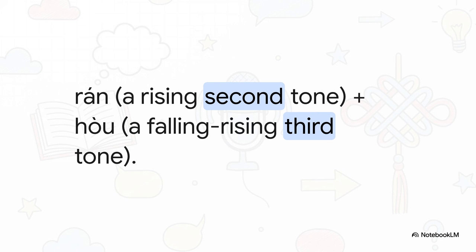Now let's really zoom in on the pronunciation, because this is where a lot of students stumble. The first character, ran, has a rising second tone. It starts low and it goes up, almost like you're asking a question. Ran, you should feel that lift in your voice. Now the second character, hou, that's a falling, rising third tone. This one can be tricky. You start mid-range, you dip down, and then you rise back up. Hou. A very common mistake is to flatten it out or not to complete that dip. So let's try it together. Ran, hou. Getting this right is absolutely crucial for clear communication.